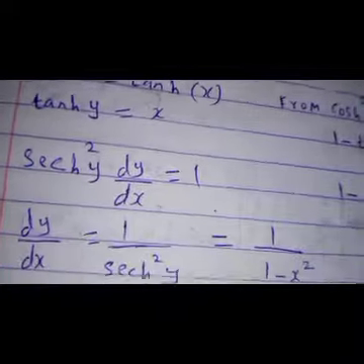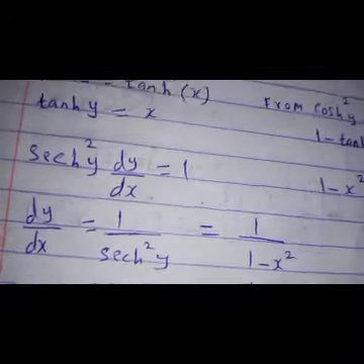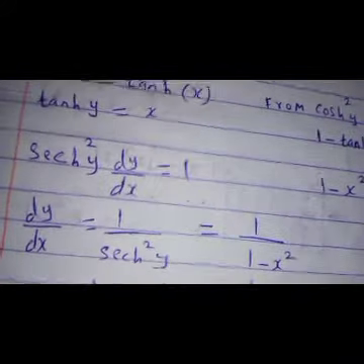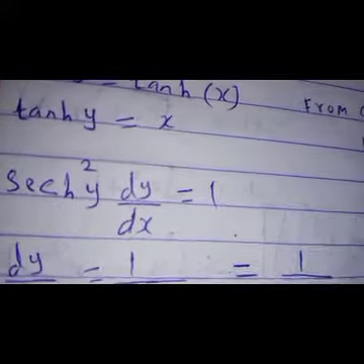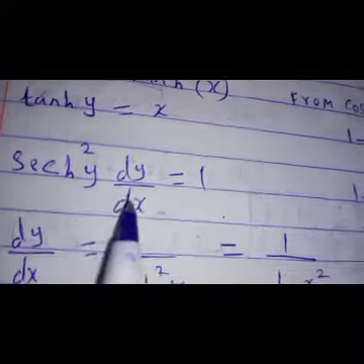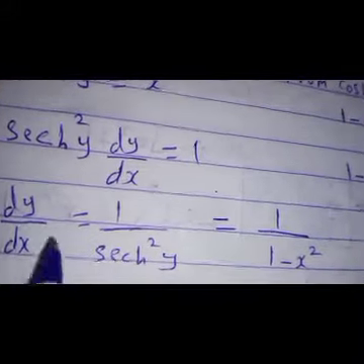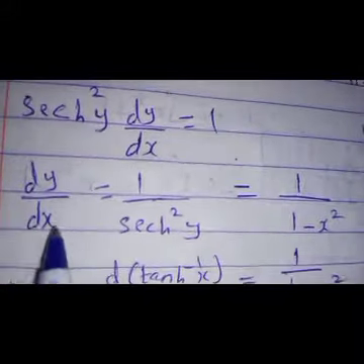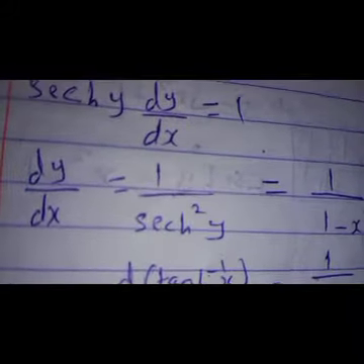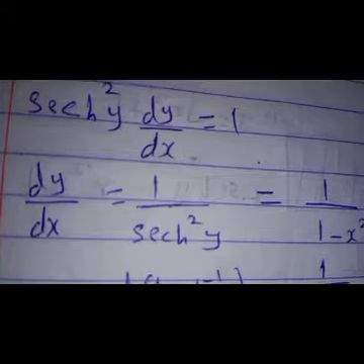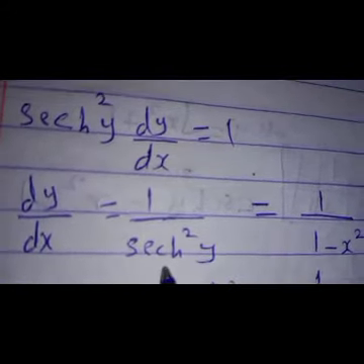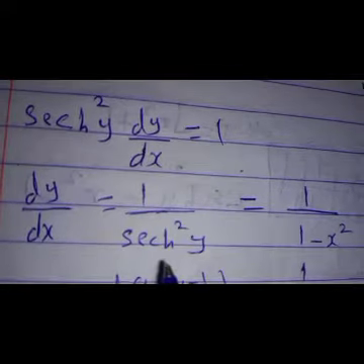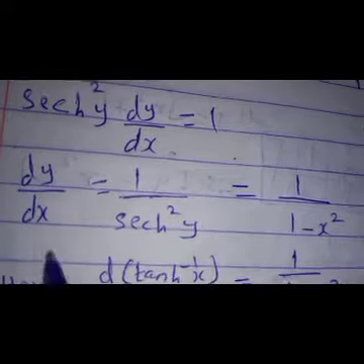Then from there we divide both sides of this equation with hyperbolic sec squared y to be left with dy dx. And on the right hand side we will have 1 over hyperbolic sec squared y.